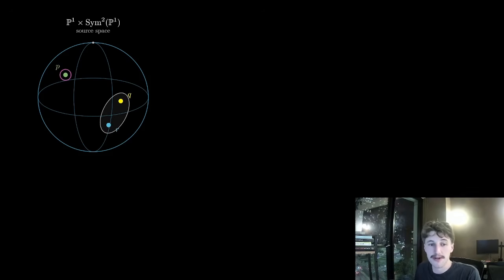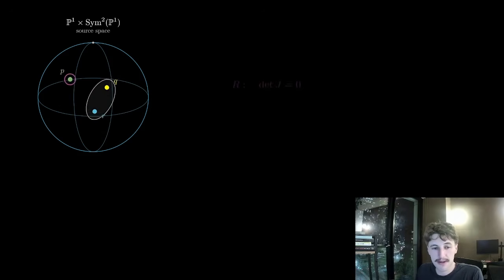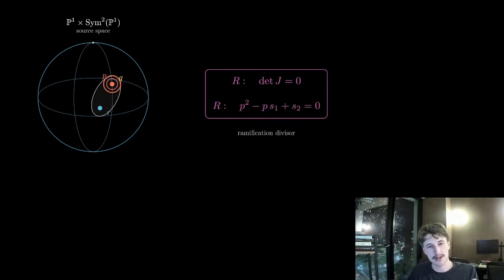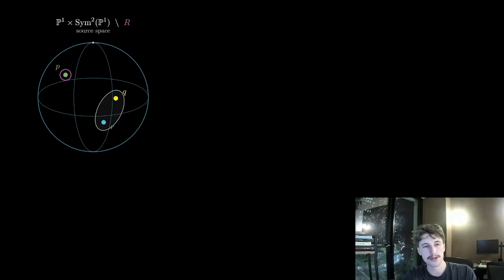So we need to resolve this. To disprove the conjecture, our transformation needs to have a constant non-zero determinant everywhere. But there is obviously a space there where the determinant is 0. We call this the ramification divisor, and this is the set of points where the determinant is 0. So there you go, when P equals Q or when P equals R, and all the possible variations where that might happen are all contained within the ramification divisor. What we need to do is express this source space as the source space with the ramification divisor cut out of it. So we essentially need to perform surgery on this source space to remove that ramification divisor of R.